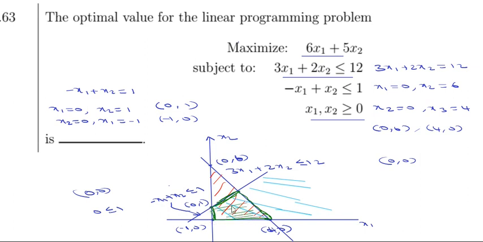Now we have to find this intersecting point. To find the intersecting point, we have to solve 3x1 plus 2x2 equal to 12, and the second equation, minus x1 plus x2 equal to 1. Multiply this equation by 2, we will get minus 2x1 plus 2x2 equal to 2. Solving this, we will get 5x1 equal to 10, which implies x1 equal to 2.